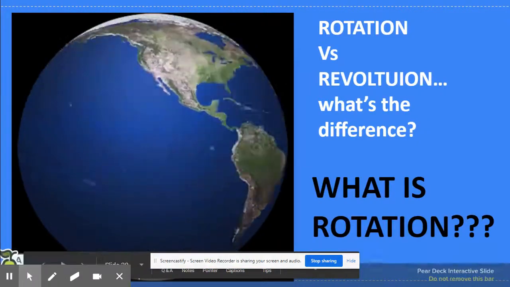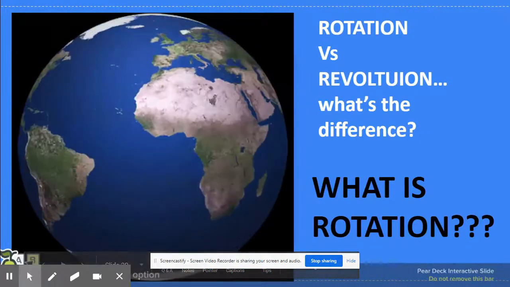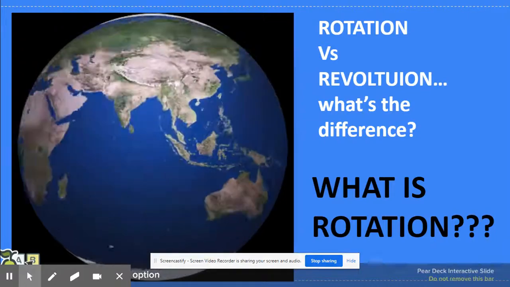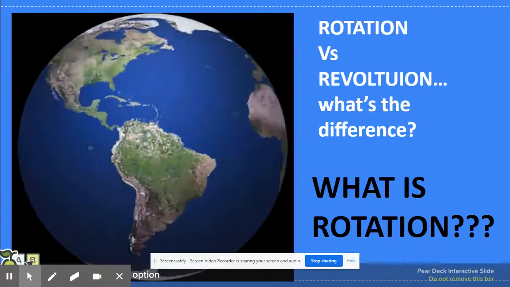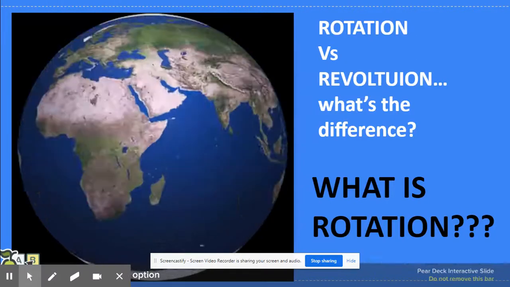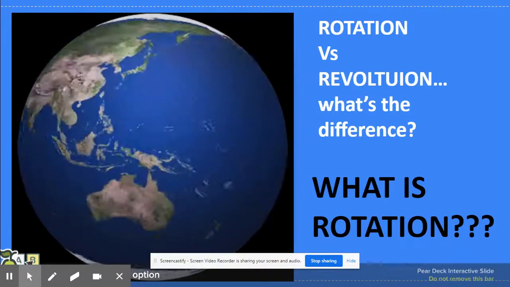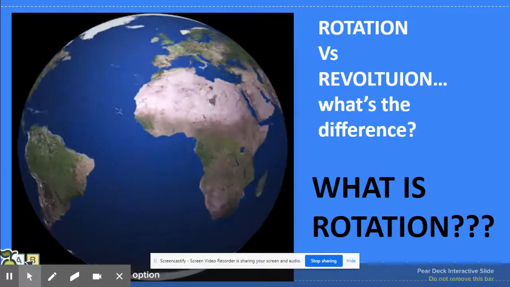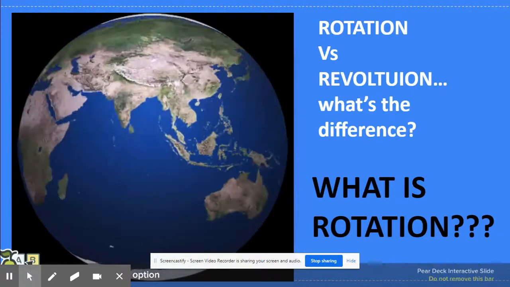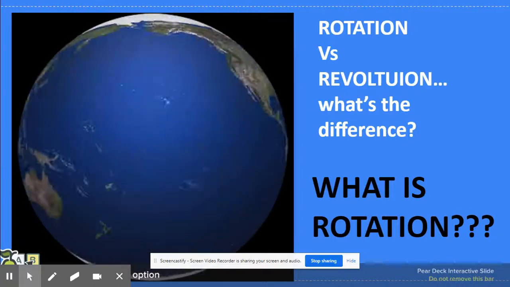Today we're going to learn about what exactly rotation is, and here is a picture example of rotation. It's the spinning of the Earth on its axis, and you might be surprised to learn exactly how long it takes for the Earth to spin around once completely on its axis. You're going to learn about exactly that time length today.